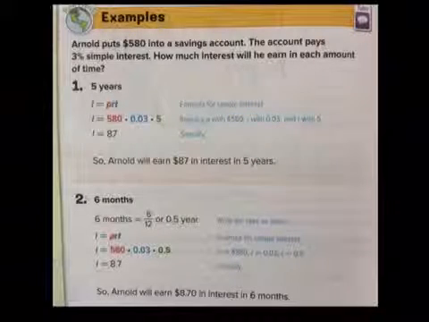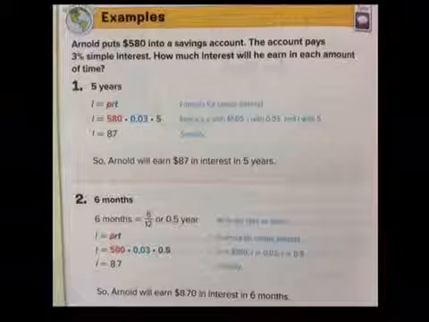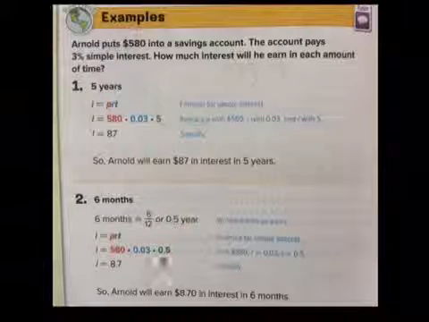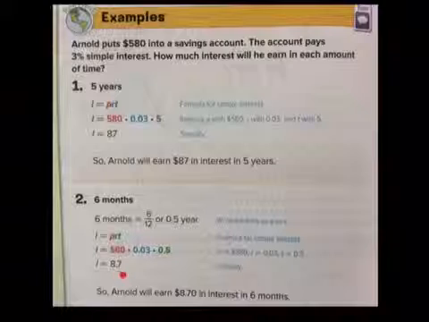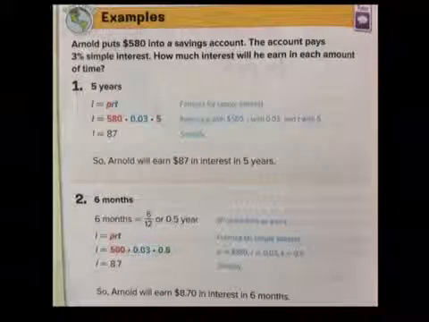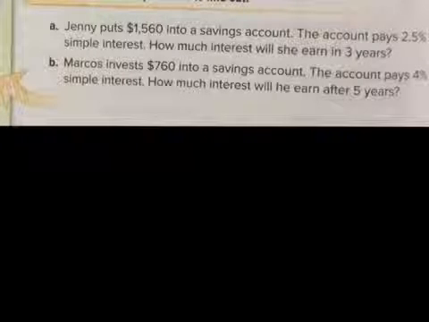Number 2, 6 months. 6 months is 6 over 12, 6 out of 12 months, or half a year. I equals PRT, 580 times the interest rate of 3% times half the year. It's going to be $8.70 after 6 months. Not bad. Again, free money just for saving your money in the savings account. So go ahead and do A for us.